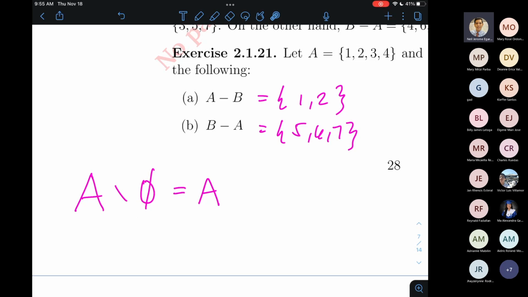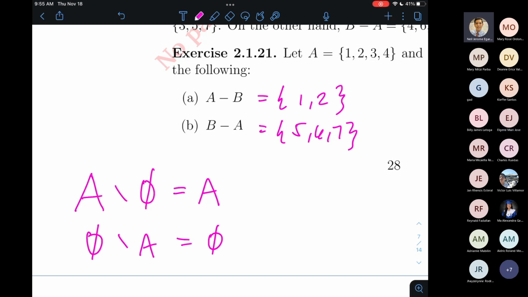Alright, so that's good. How about if I reverse the order? What is the null set minus the set containing A? LG? It will still remain as the null set. Okay, great. It would be the null set. Okay. Dahil, ano yung mangyayari?